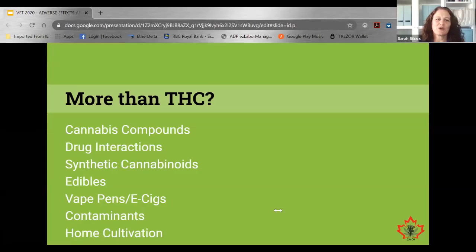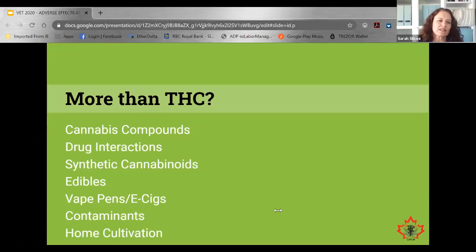Perfect. So I think at this point, cannabis has been around for a long time and it's been legal now for the last, I guess we're just coming up on the 2-year anniversary. So we should all know about THC toxicity and be pretty comfortable with that. But could there be more to those cases that we see? So today we want to talk about other risks and adverse effects associated with cannabis use, some of the potential co-toxicities we might see, as well as some risks associated with cannabis cultivation and production.